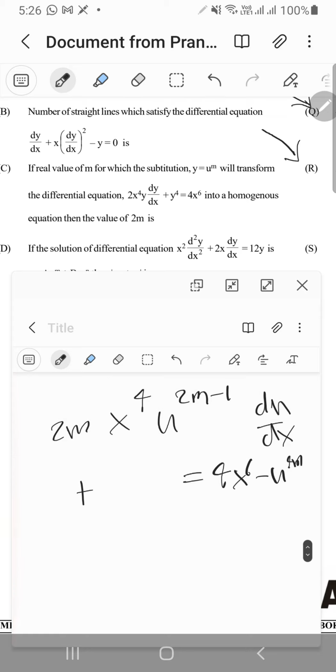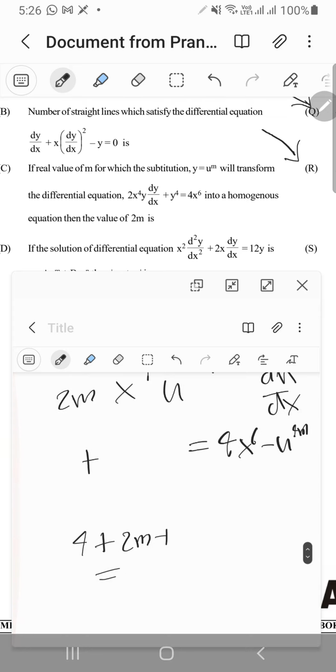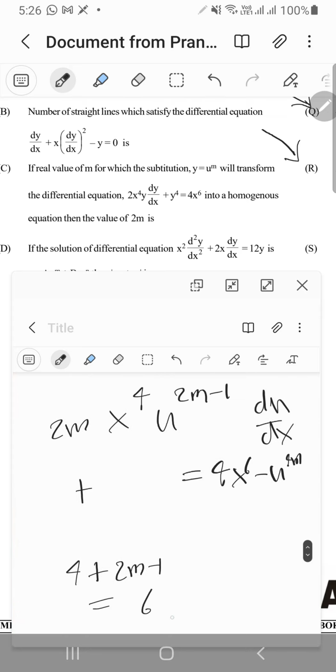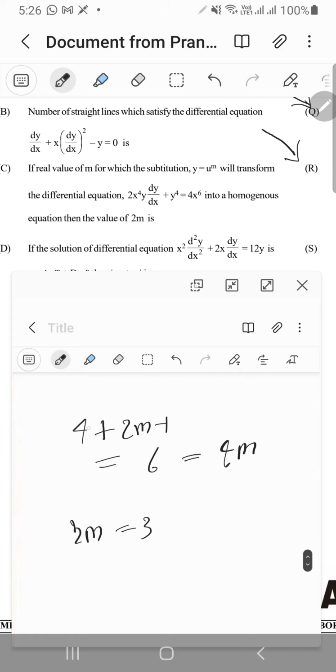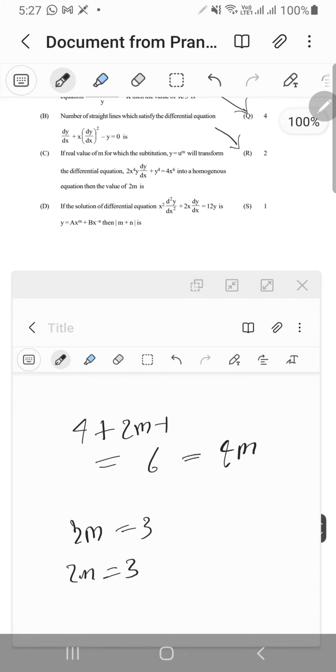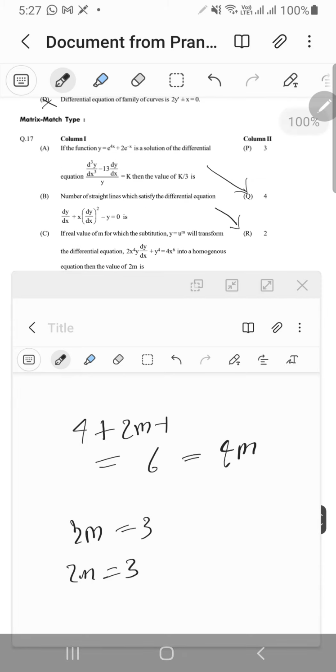So you just want 4 plus 2m minus 1 to be equal to 6, and it should also be equal to 4m at the same time. So 2m equal to 3 over here, and yeah, that also gives 2m equal to 3. So in fact m equal to 3 by 2 is the thing. So value of 2m is 3 as we got over there. So p.